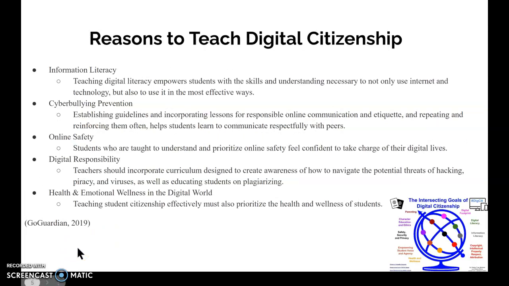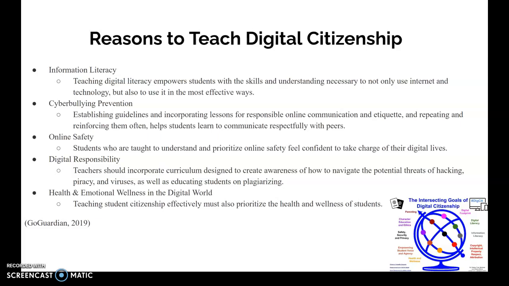The reasons to teach digital citizenship. First one is information and literacy. Teaching literacy empowers students with the skills and understanding necessary to not only use the internet, but also to use it in effective ways. Also, cyberbullying prevention. We establish guidelines and incorporate lessons for responsible online communication and etiquette, and also repeat and reinforce them often.